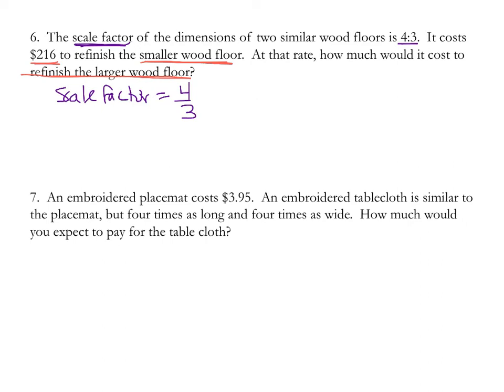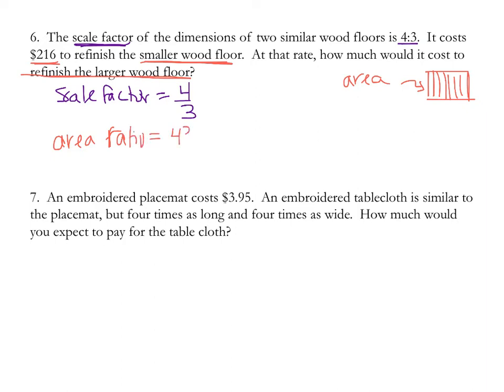But what we need to think about is, when we're refinishing a floor and we're putting down all this wood on the floor, are we talking about area or perimeter? Hopefully you realize that since that's all going to go inside of the rectangle, that is going to be area. So we can't use the scale factor. That doesn't help us find area. We need the area ratio to help us find area.